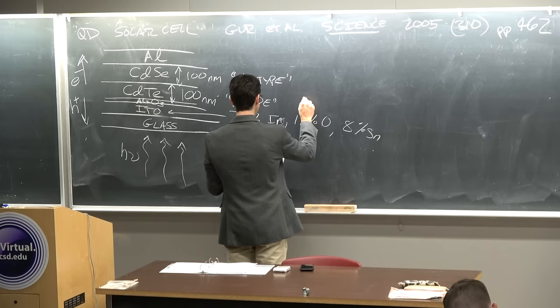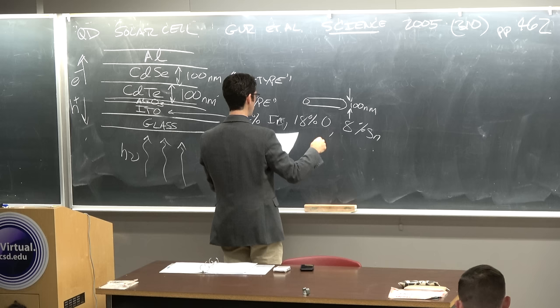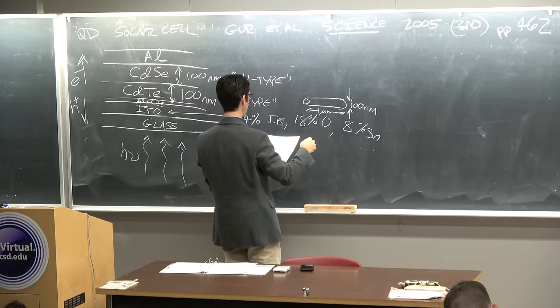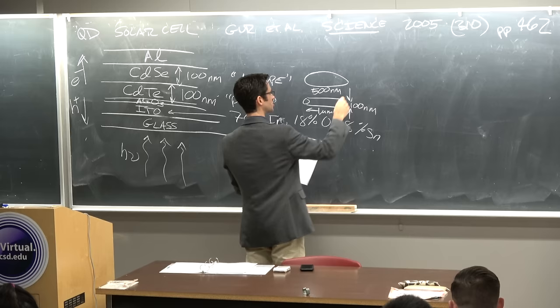In this case, the p-type nanocrystals are rod-like structures, approximately 100 nanometers in diameter and 1 micron long. And then for the cadmium selenide, you had these 500 nanometer rice or football-shaped particles that were also about 100 nanometers along the short axis.